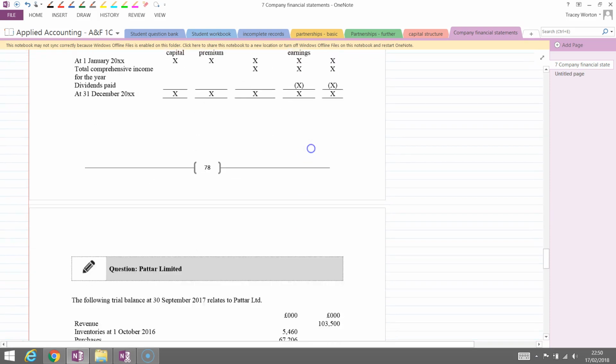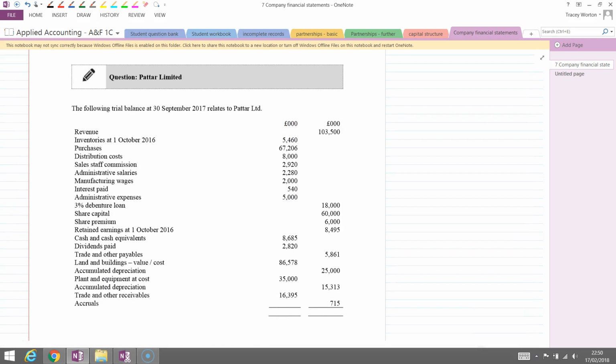So in your next session in class with your lecturer, we'll work through the question PATAR Limited and use it to draw up the financial statements in terms of a statement of financial position, statement of profit and loss, and also a statement of changes in equity. We'll also introduce you to the format of the main exam question that you'll face in May, and that is a published financial statements question.